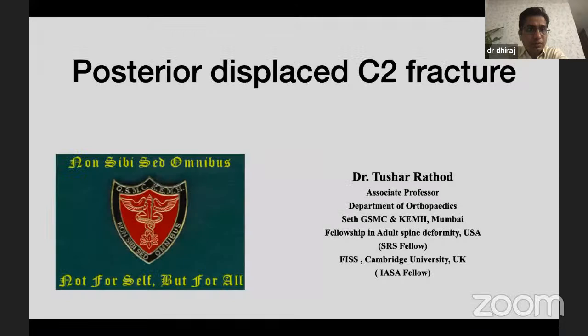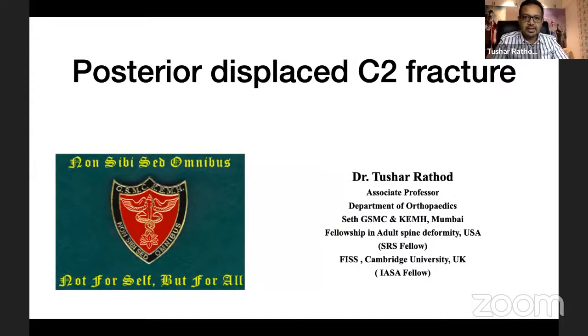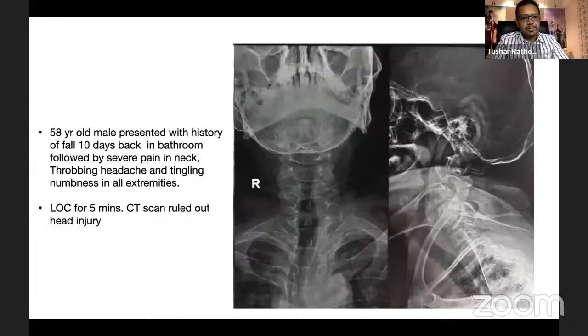Yes, Tushar. I'm essentially going to discuss one of the fractures which was kind of atypical and has not been discussed till now. This was a case where an elderly patient presented to us almost 10 days after a fall. He was 58 years old and presented with severe pain in the neck, throbbing headache and tingling numbness present in all four extremities. There was a brief history of loss of consciousness at the time of the fall.